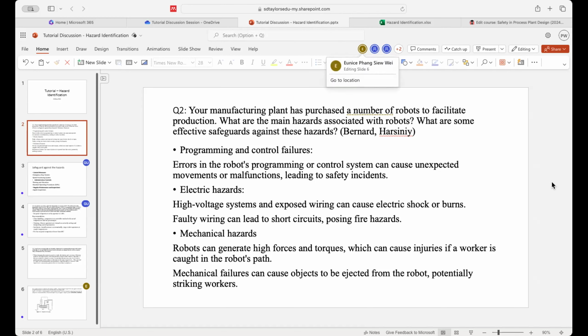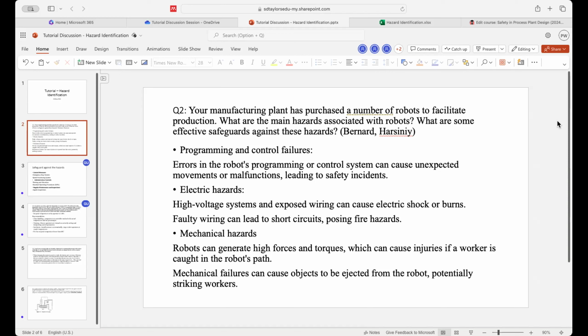Okay, sorry, I didn't realize I was muted. So let's look at these questions. Bernard or Hasini, can you present? One of you? Yes, Miss. I will be presenting the main hazards first, then Hashini will be presenting the effective safeguards later. Okay, sure. Thank you. For my part, there are basically 3 hazards if we purchase too many robots in our production line.